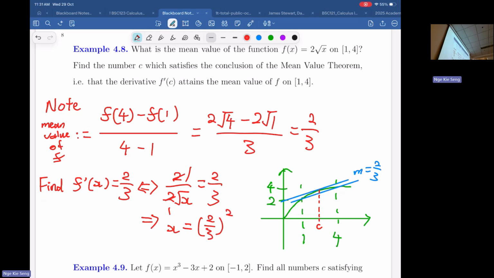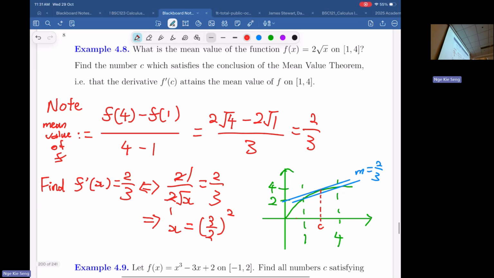Did I make some mistake? Yeah, I think it's 3 over 2, right? If it's 2 over 3, then it will be somewhere here, right? Should be wrong, obviously wrong. So you see, if you do this sketching, it will help you to check. So now it's 9 over 4. So this point should be 9 over 4.